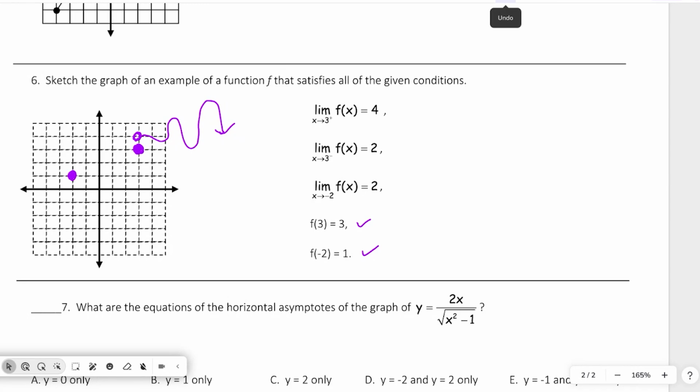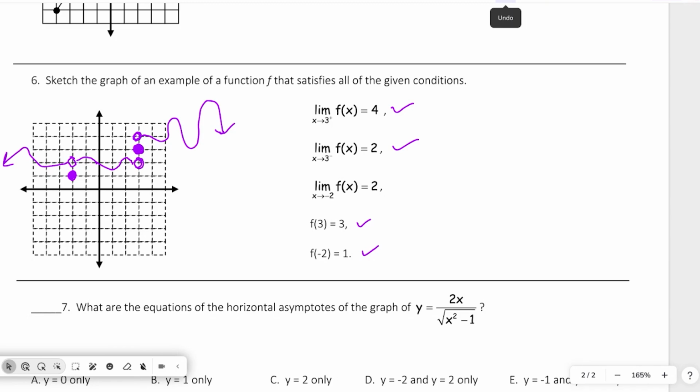It also says that the limit as x approaches 3 from the left is going to equal 2. So same kind of idea here. We should have an open dot here, and some graph that's pointing to that. I'm going to go a little bit out because I want to make sure I can satisfy the last condition, which is that the limit as x approaches -2 is 2. That means we should have agreement on our left and right-hand limits here. So I'm just going to do something like this.